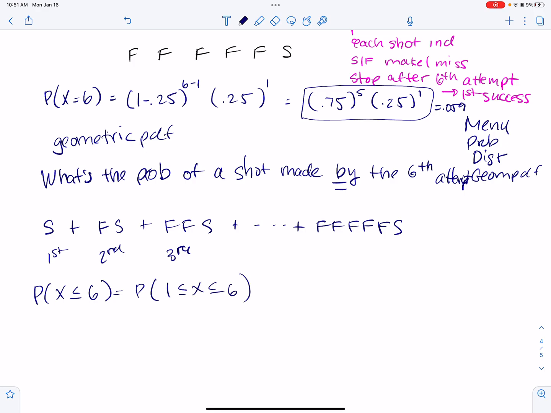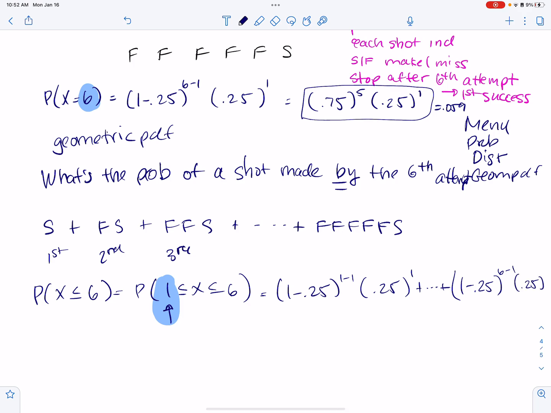or you could put it as the probability of 1 ≤ x ≤ 6, okay? You would do the first one just like we did up here with the 6. So it would be the probability of (1 minus 0.25) to the 1 minus 1 times 0.25 to the 1, plus dot, dot, dot, plus. And again, you don't have to put 1 minus 0.25, you can put 0.75, but I'm just writing it out exactly how the formula is. I'm just plugging numbers into the formula that is on your formula chart: (1 minus 0.25) to the 6 minus 1 times 0.25 to the 1.